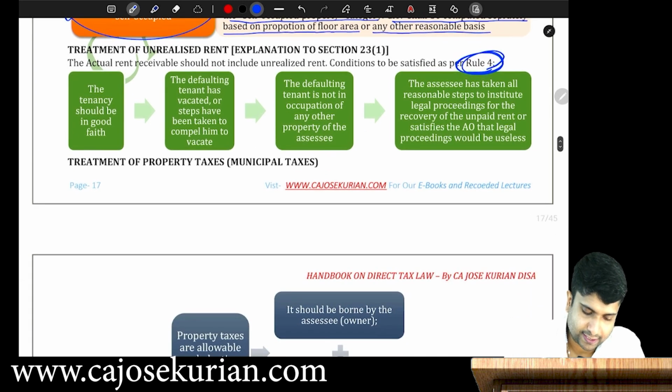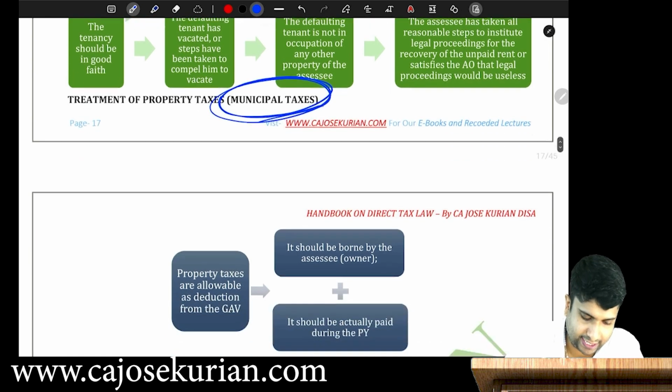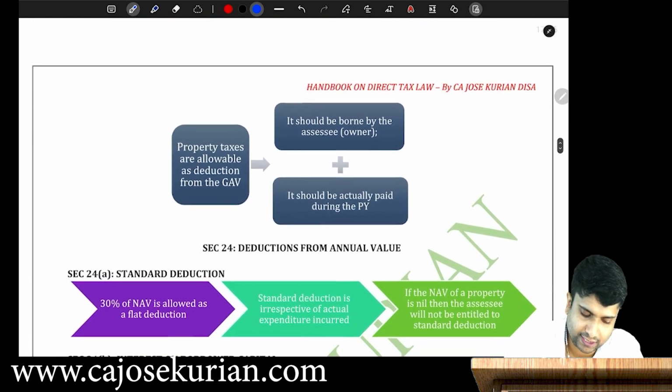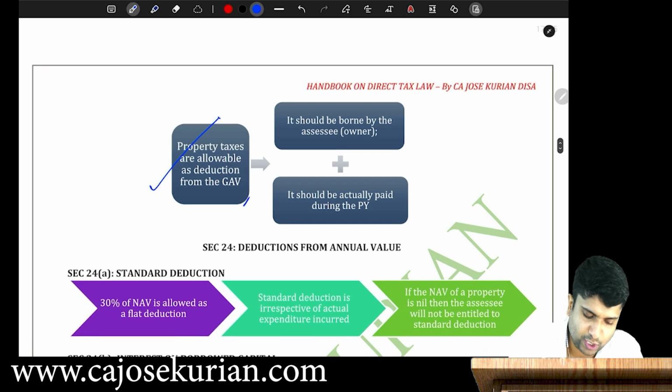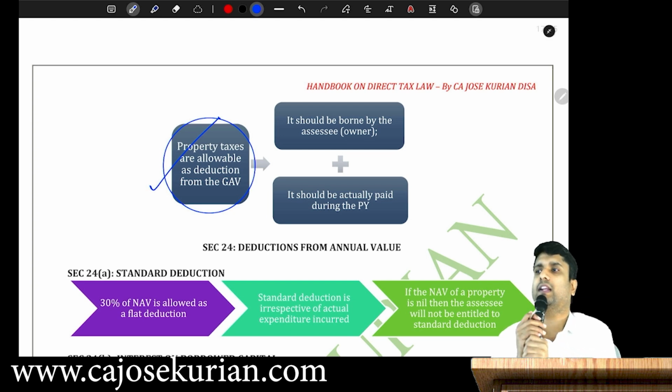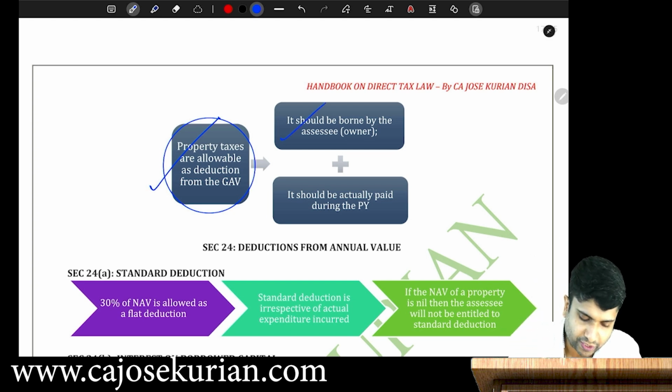Now we will discuss the municipal taxes. What to do with the municipal taxes? Let's understand the treatment of the municipal taxes. Can you read this box? Property taxes are allowable as deduction from gross annual value. Municipal taxes you can claim as a deduction. Now, it should be borne by the assessee.